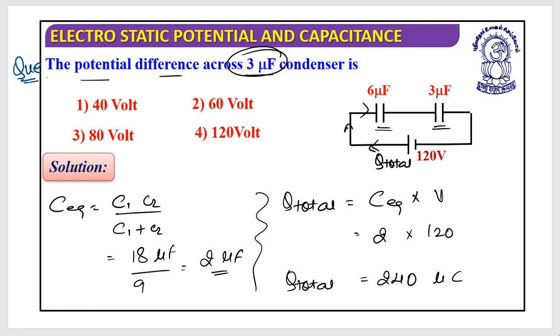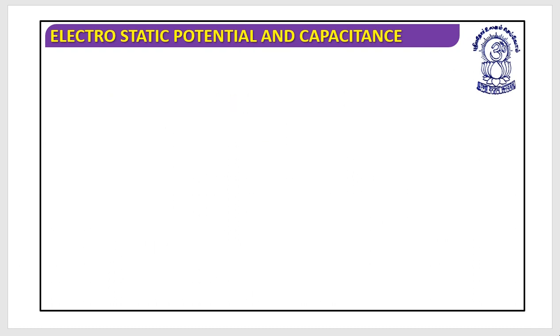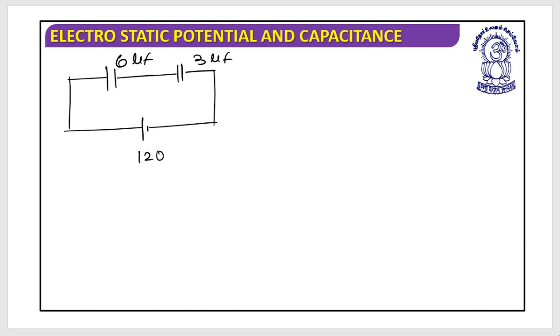Now what I need to find out is the potential across this. Let's redraw this. This is 6 microfarad and this is 3 microfarad. I have a battery of 120 volt, and I have already calculated that the total charge flowing through this is 240 microcoulomb. So let's name this capacitor as first, and this capacitor as second. What I can have is I can write Q1 equals C1 into V1.